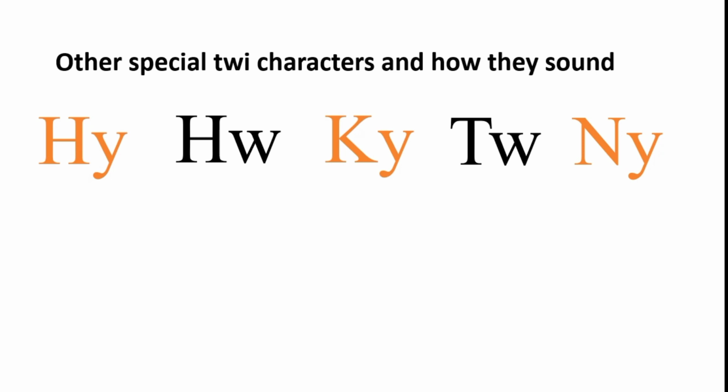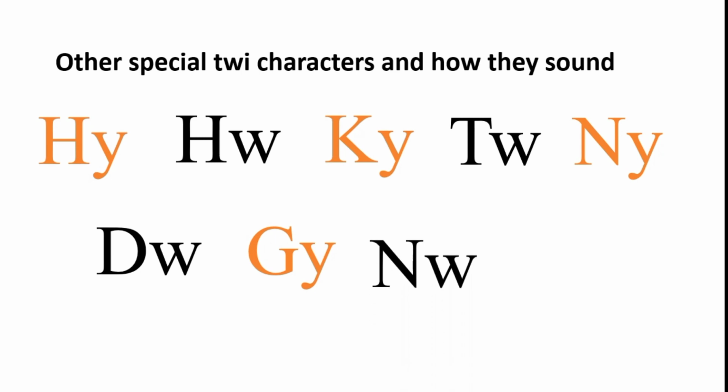Then we also have the N and the J, which gives you N, and the Y also gives you N. And then we also have D and W, which also give you the sound J. And then the G and Y, and the J, also give you J. Then we have the N and the W, which also give you M.